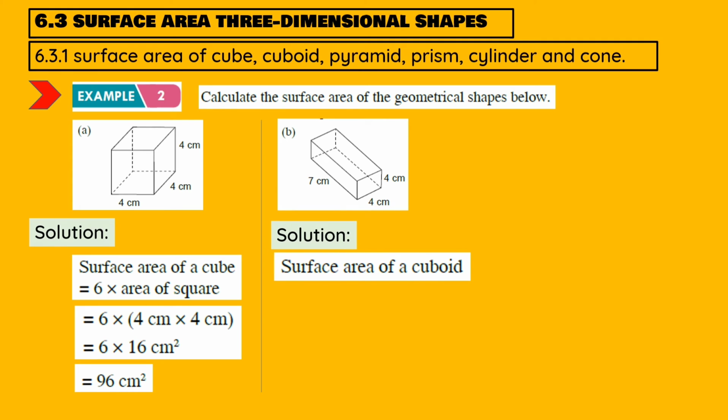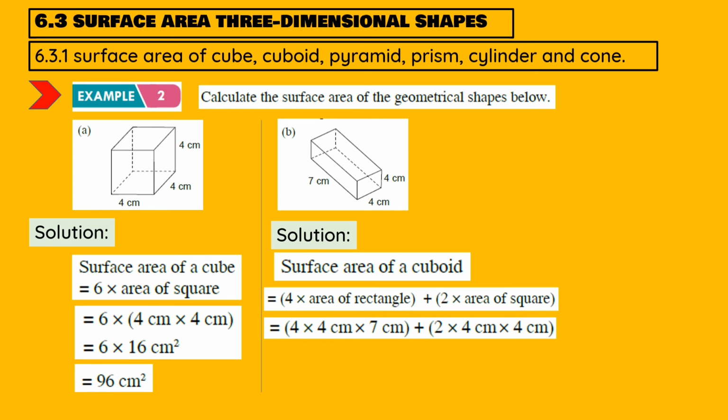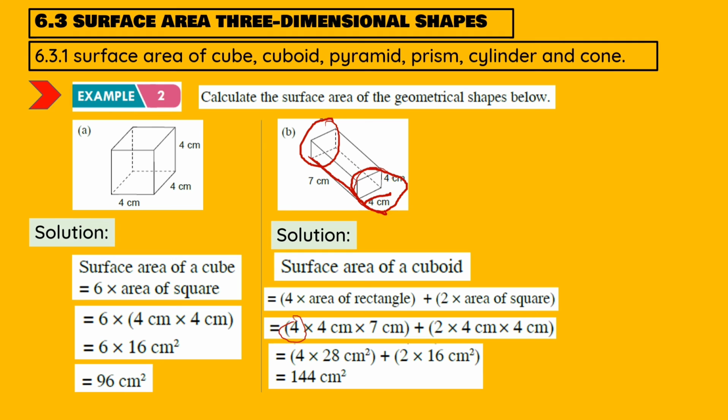The solution here, surface area of a cuboid equals 4 times area of rectangle plus 2 times area of a square. 4 times 4 times 7, which is the area of the rectangle. Area of rectangle is 7 times 4, and you have 4 rectangles, that's why you times it with 4, plus 2 times 4 times 4 here. You have area of a square, 4 times 4, and you have 2 squares, you times it with 2. The answer will be 4 times 28 centimeter squared plus 2 times 16 centimeter squared, which is 144 centimeter squared.